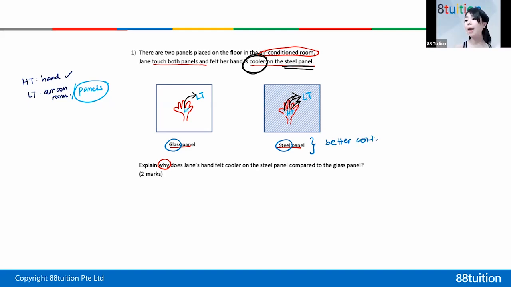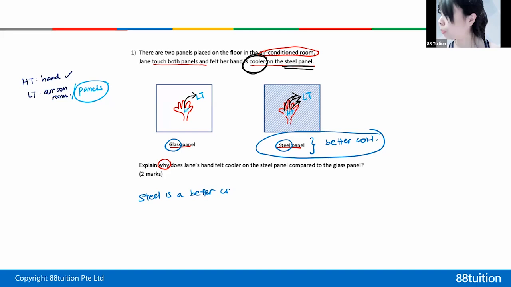So explain why her hand feels colder. This is how you explain. Everybody, eyes on the screen. First, tell me about steel. Okay, steel is a better conductor of heat. I always write this in my notes.